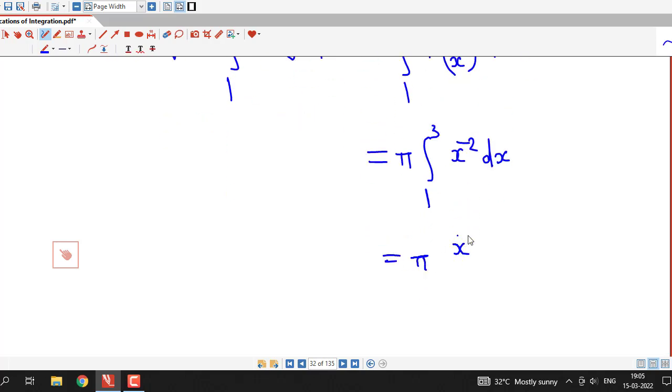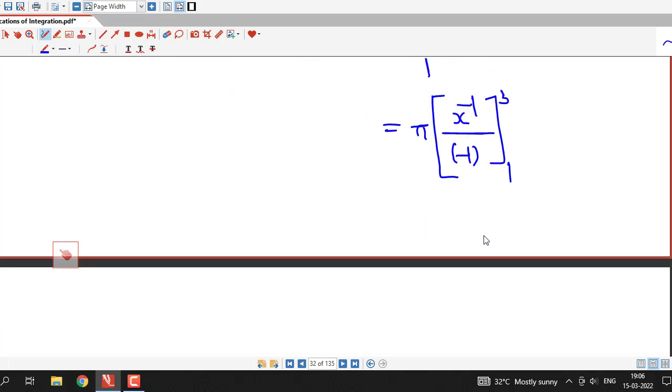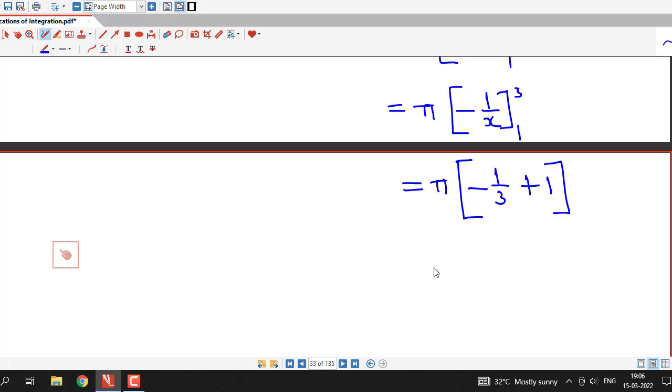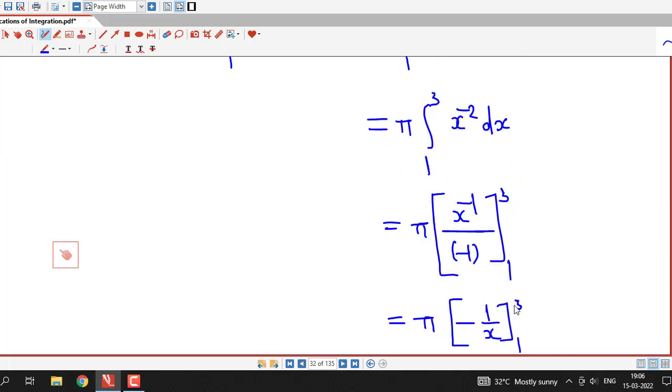So the integral of x raised to minus 2 is x raised to minus 1 divided by minus 1. Limits of integration are from x equal to 1 to 3, and x raised to minus 1 can be rewritten as 1 by x, with x from 1 to 3. So first we put x equal to 3, giving minus 1 by 3, minus, minus, plus, x equal to 1, that is 1, and 1 minus 1 by 3 is 2 by 3. So the value of volume is V equal to 2 pi by 3.